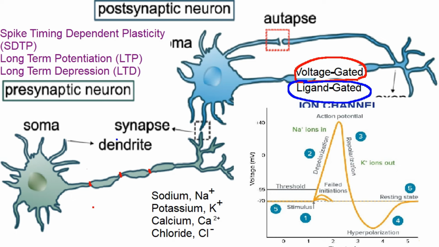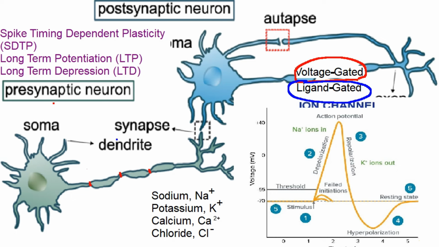Now, more in detail on that. When the presynaptic neuron fires just before the postsynaptic neuron, or when the action potential fires right before the action potential of the postsynaptic neuron, this timing triggers a process known as long-term potentiation.